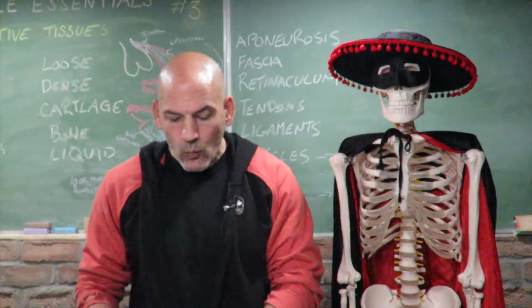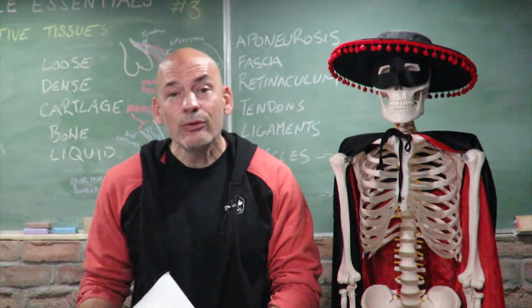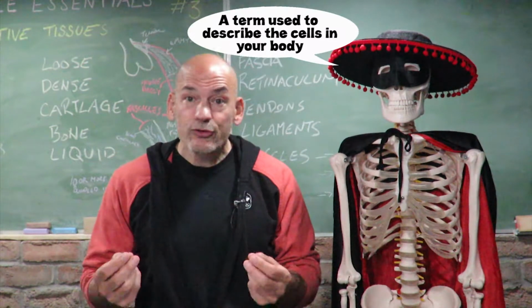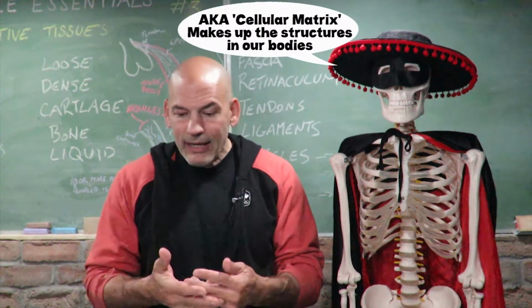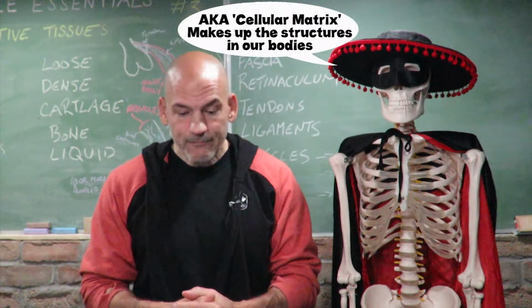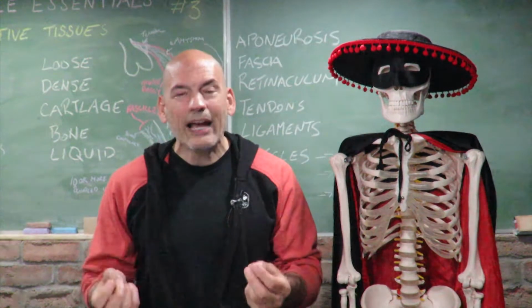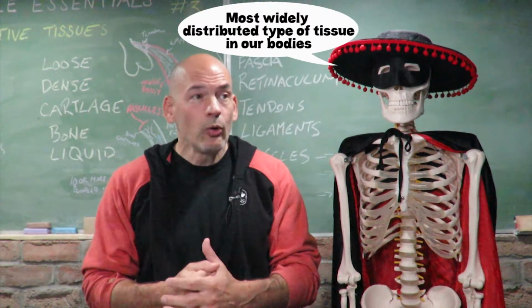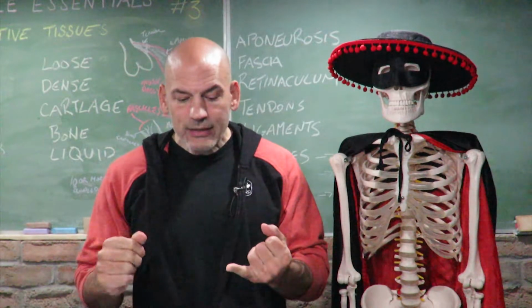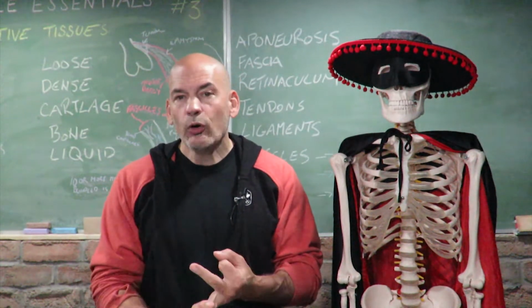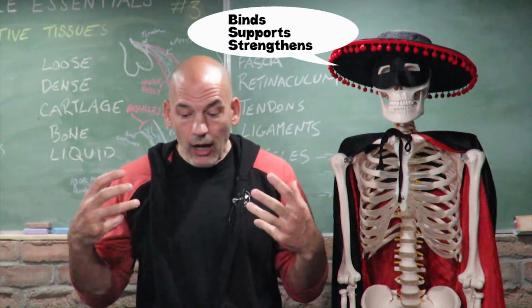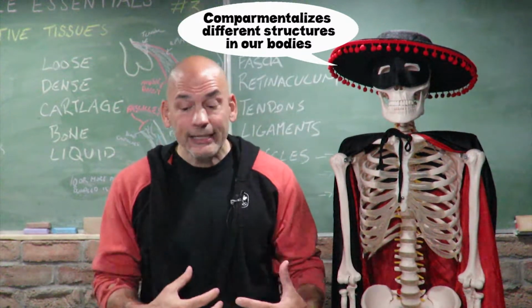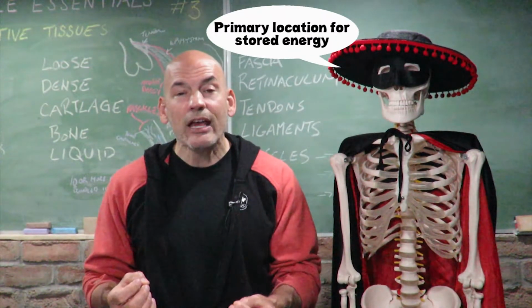Connective tissue. What is it? Connective tissue is simply a term used to describe the various cells in your body, also known as a cellular matrix, that make up all the different structures in our bodies. It's the most abundant and widely distributed type of tissue in our body, so it's basically everywhere, and it has a whole bunch of functions. What does it do? It binds, supports, and strengthens other body tissues. It compartmentalizes the different structures in our body, and it's also the primary location for stored energy.